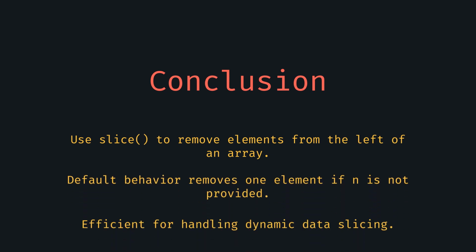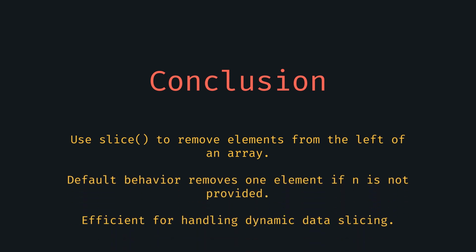To summarize, the removeFromLeft function leverages the power of the slice method to efficiently remove elements from the left of an array. With a default value of 1 for n, it's versatile and easy to use for various scenarios, including data slicing.